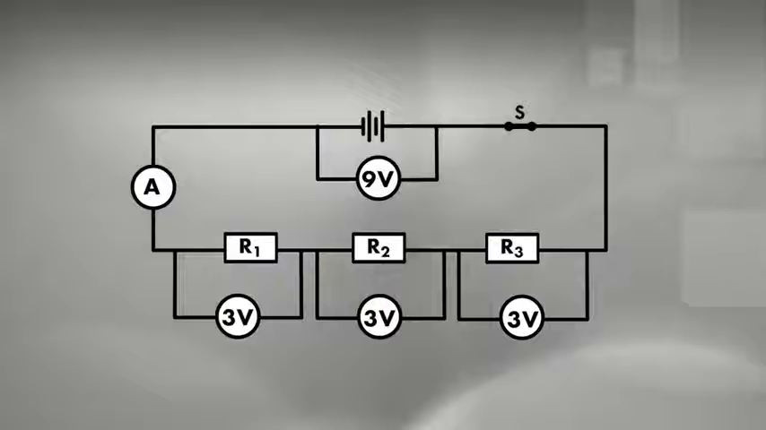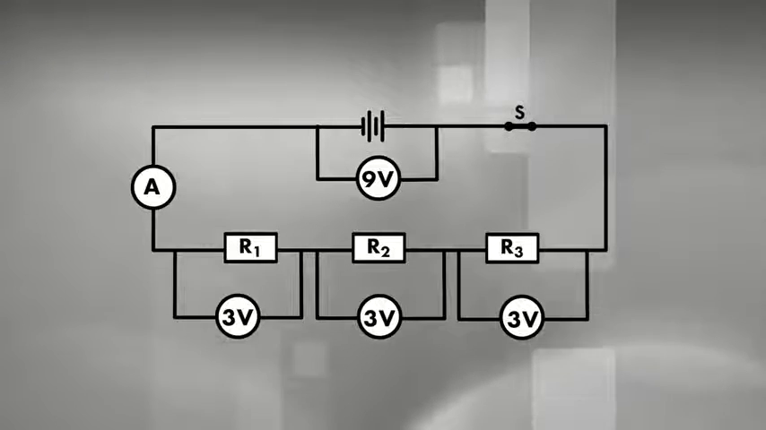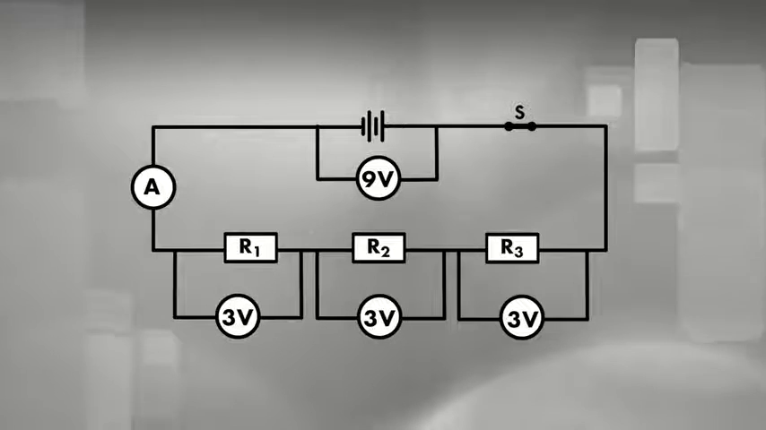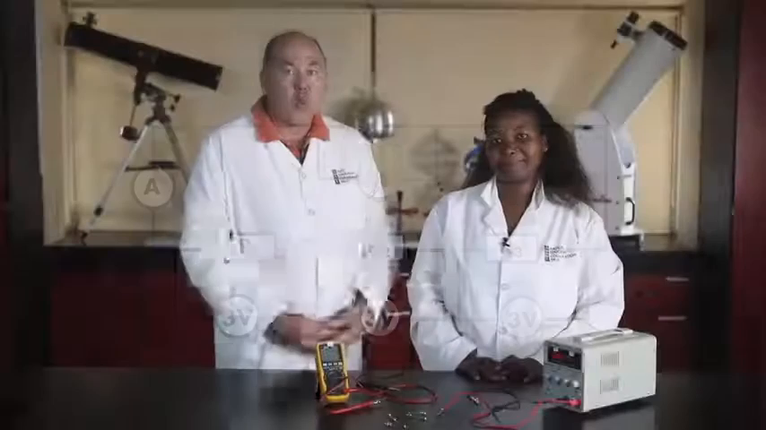Well, yes, the total potential difference across the battery is 9 volts. The potential difference across the first resistor is 3 volts. So, the potential difference across the other 2 resistors must be 6 volts. That means that each of these resistors also has a potential difference of 3 volts across it. A series circuit with 3 identical resistors splits the potential difference into 3 equal parts.